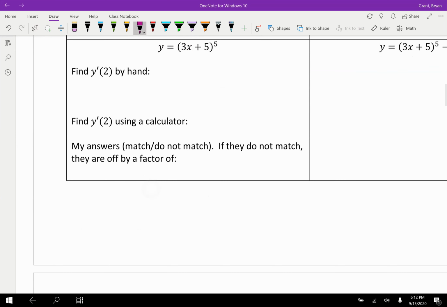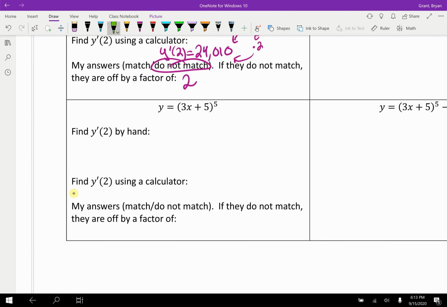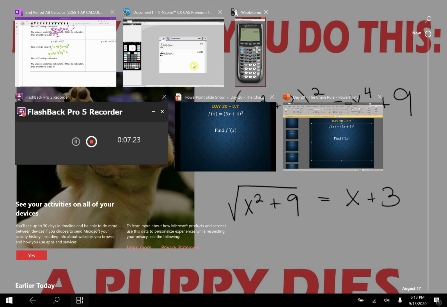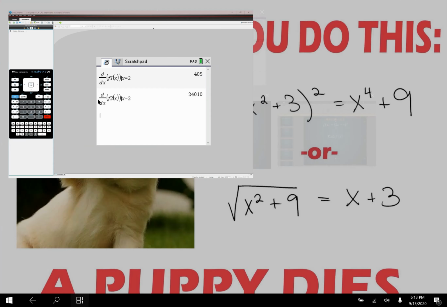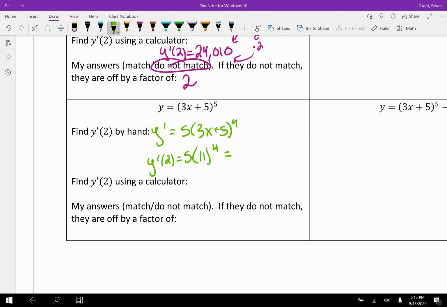Let's try one more. Okay, do it by hand. We'll do this one in green. Y prime is going to be 5 times 3x plus 5 to the fourth. And that means that y prime of 2 is going to be 5 times, what's that, 6 plus 5 is 11 to the fourth. This is going to be a big number. 5 times 11 to the fourth. Could probably do that by hand, but I don't want to. And we end up with 73,205.